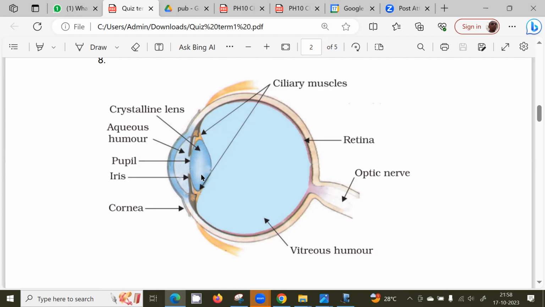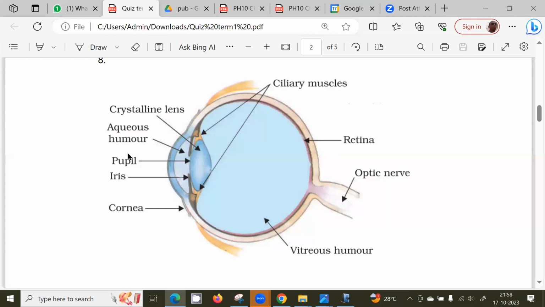For the human eye, the V is fixed. V is the distance between the lens and the screen, which is the retina. So this distance is fixed. Once V is fixed, when U is changing, the focal length has to change, because 1/U plus 1/V equals 1/F, with U taking the negative sign. So since V is fixed, the focal length has to change depending on the object distance. Optic nerves carry this image signal to the brain.